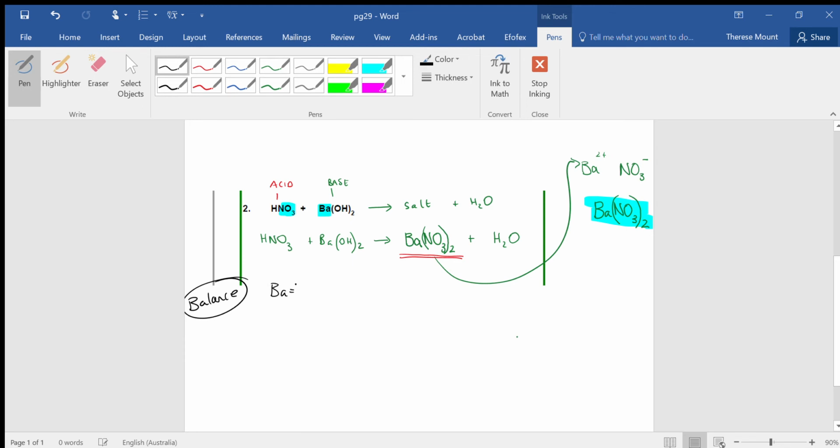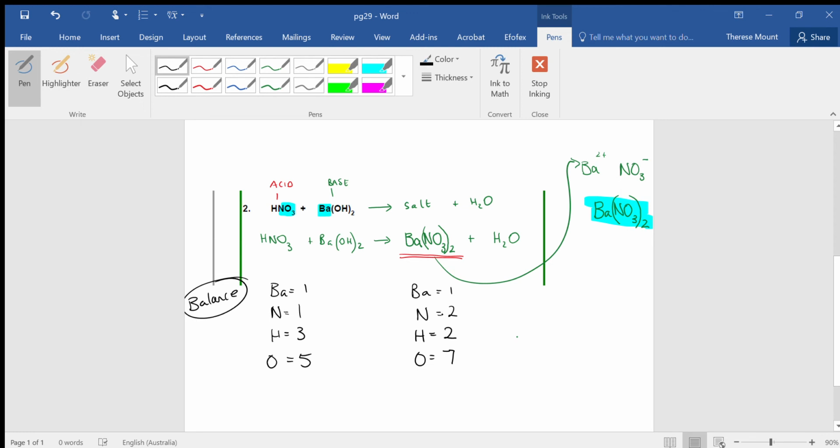Barium, how many do I have? 1. How many? 1. Okay, that 2 only applies to these ones. What else? Nitrogen, 1. Nitrogen, well, I've got 2, okay. And then hydrogen, 1, 2, 3. And hydrogen, I've got 2. And then oxygen, I've got 3 plus 2 is 5. And then I've got 3 times 2, so 6 here. 6. Be careful with that one. Plus 1 is 7. Okay, so I've got a few things I need to fix up.